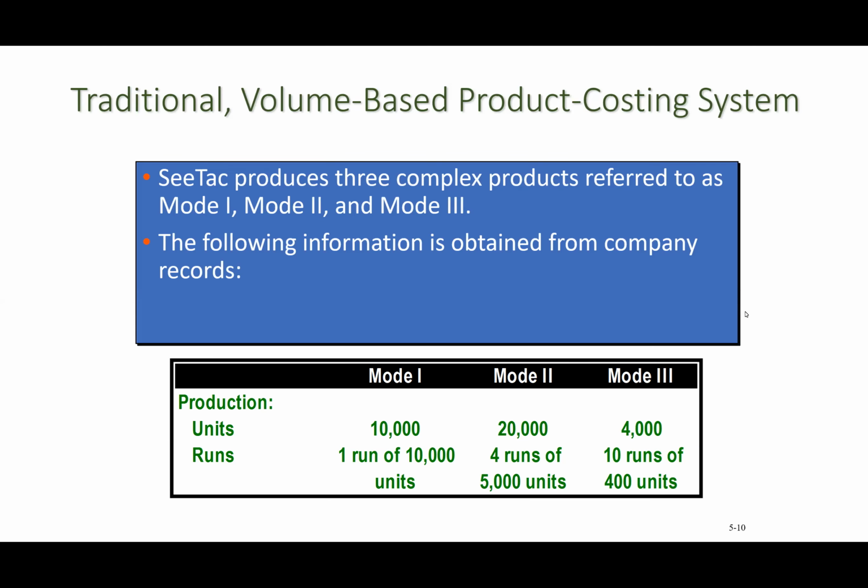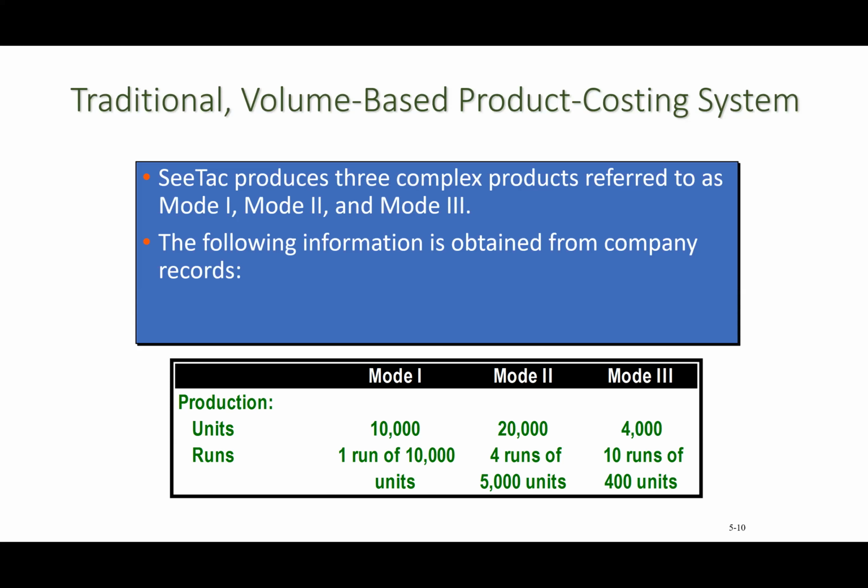Let's look at this particular example. We'll use this example to compare and contrast the two different systems. So the company CTAC produced three different kinds of products: Model 1, Model 2, and Model 3. The following information is on the company record. Model 1, you produced 10,000 units, Model 2, you produced 20,000 units, and Model 3, you produced 4,000 units.